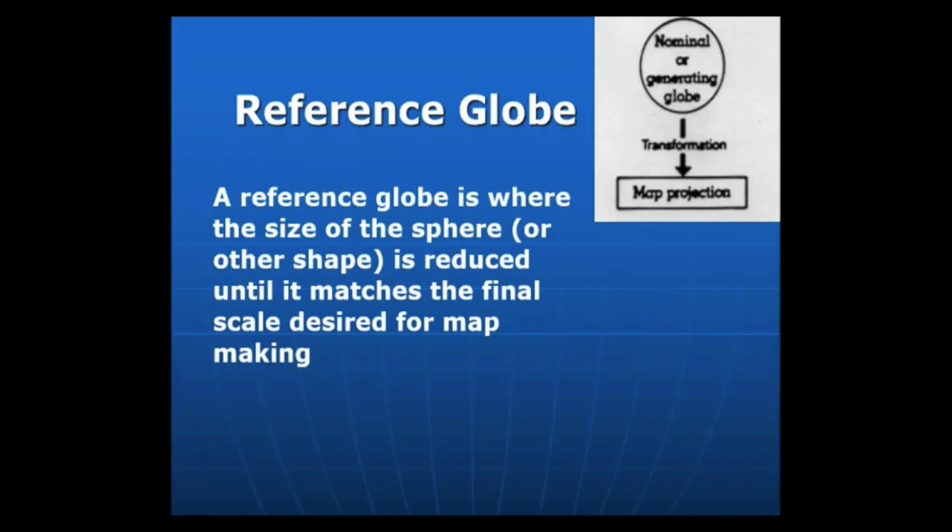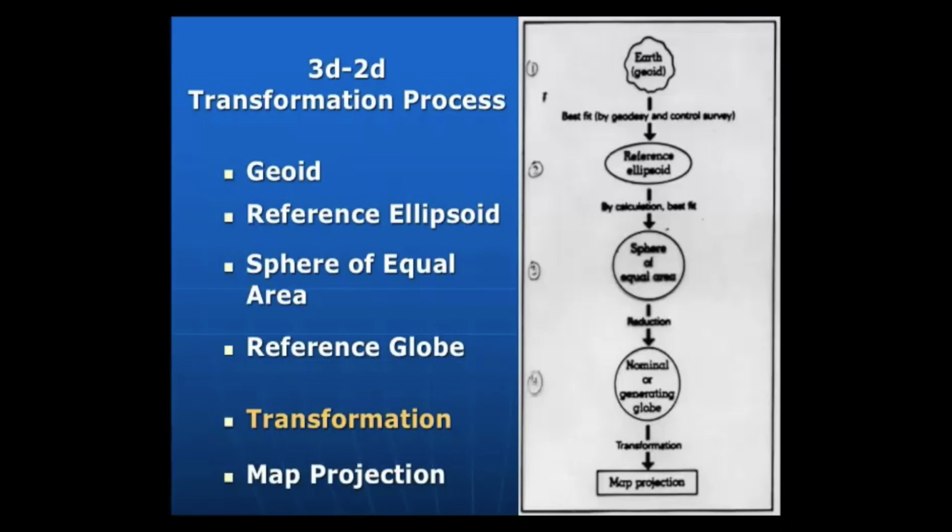But the reference globe is our model of the globe, right? That model of here's our round object, and then we reduce or we choose the area that we want off of it, and then we project that onto a flat piece of paper. Okay?